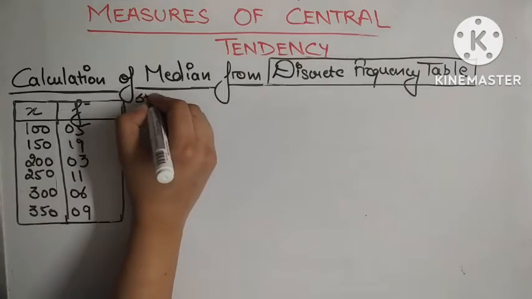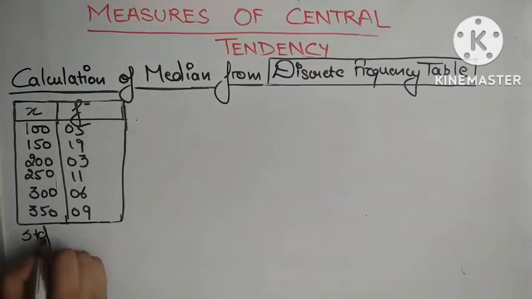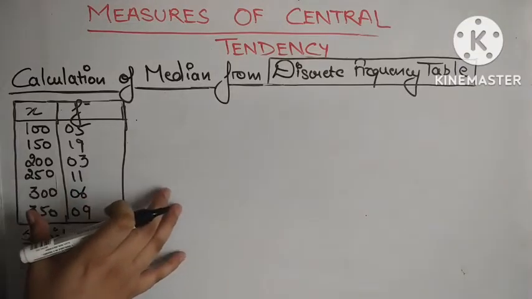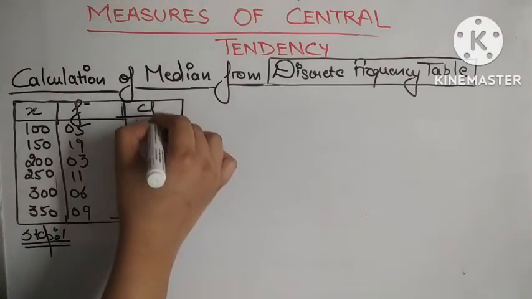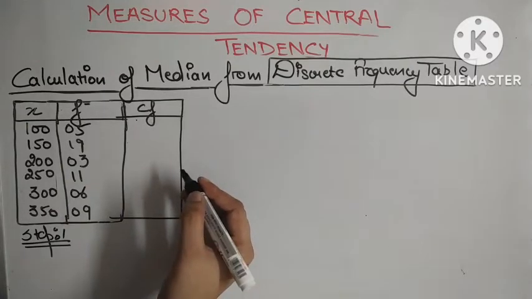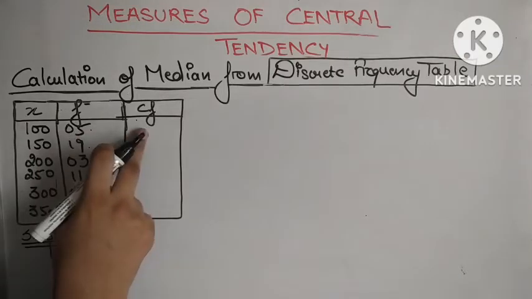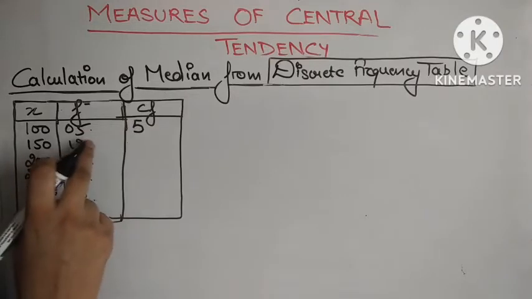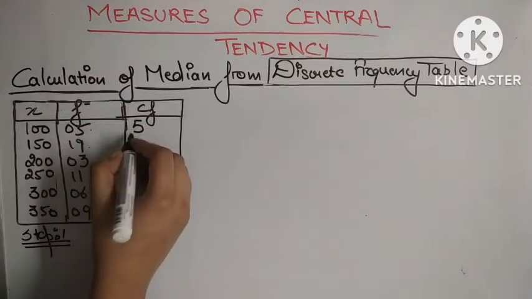So what is the number 1 step? Step number 1. In case you have a discrete frequency table with you, you have to first calculate the cumulative frequency. Now the cumulative frequency is what? You will add these numbers. For example, the cumulative frequency here will be 5 only, but the cumulative frequency of this will be 5 plus 19. You have to add the preceding frequency to the next one.